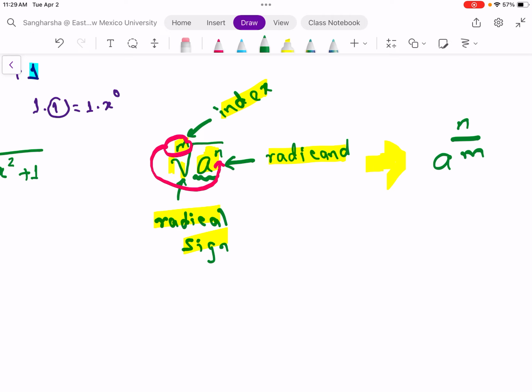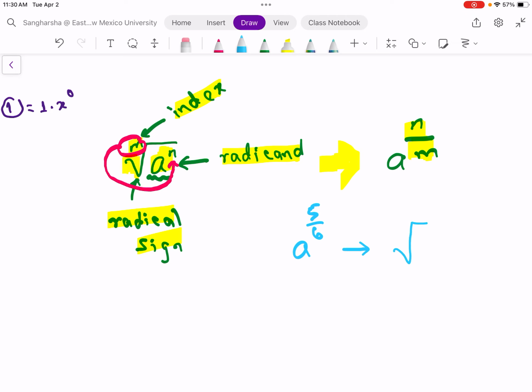And if you have a fraction as an exponent, you can always rewrite it using a radical sign. For example, if we have a to the power 5/6, then we can rewrite this using a radical sign. The denominator is the index, so we write 6 here, and the remaining a to the power 5 goes under the radical sign. We can always rewrite the radical expression without using the radical sign, or if we have a fraction as an exponent, rewrite it using a radical sign.